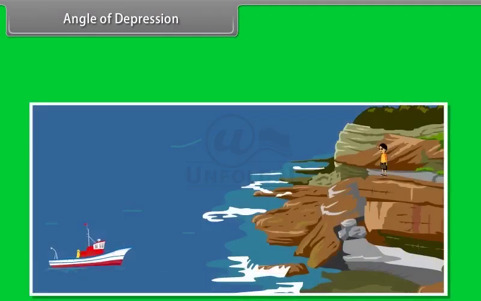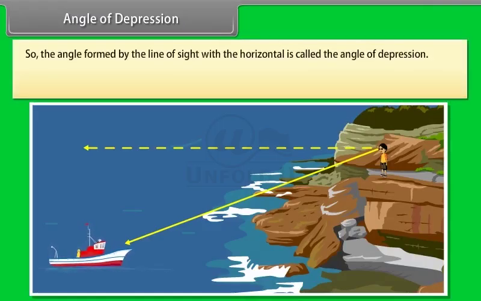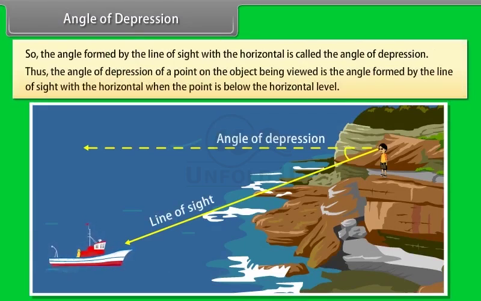Angle of depression. Now consider the situation when a boy is standing at the cliff and is looking down at the boat. Here the line of sight is below the horizontal level. So, the angle formed by the line of sight with the horizontal is called the angle of depression. Thus, the angle of depression of a point on the object being viewed is the angle formed by the line of sight with the horizontal when the point is below the horizontal.